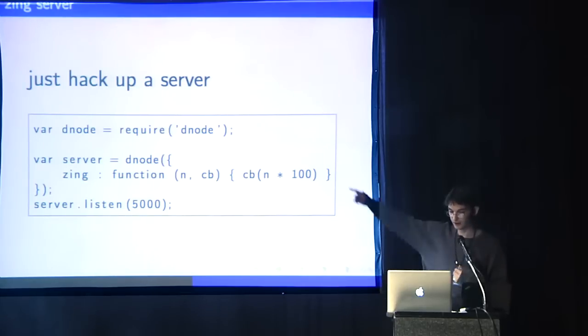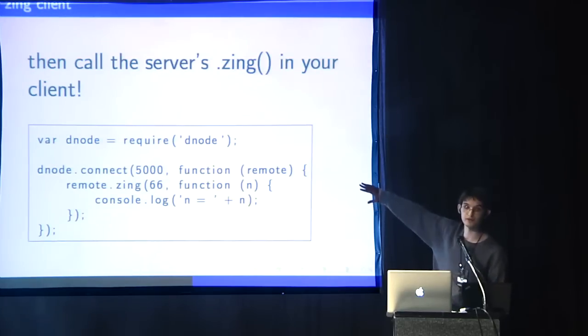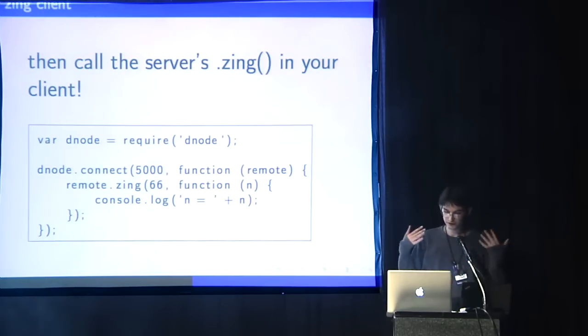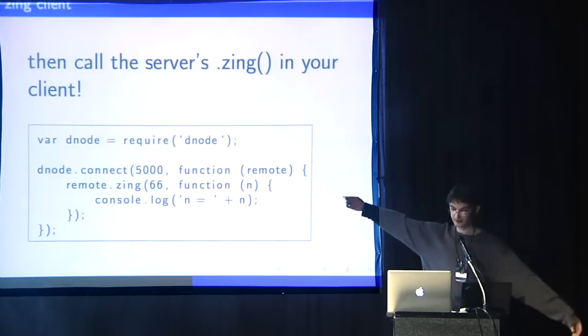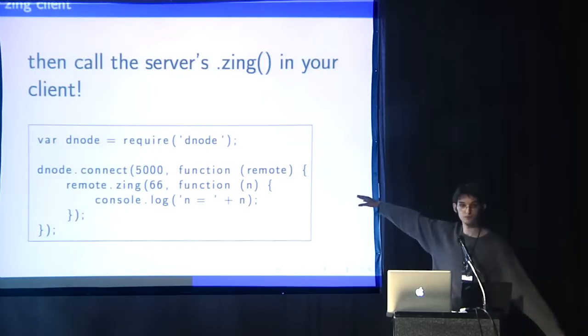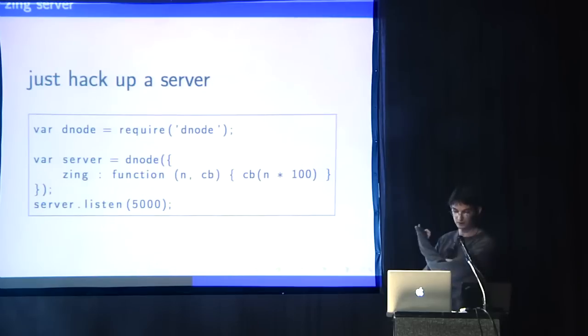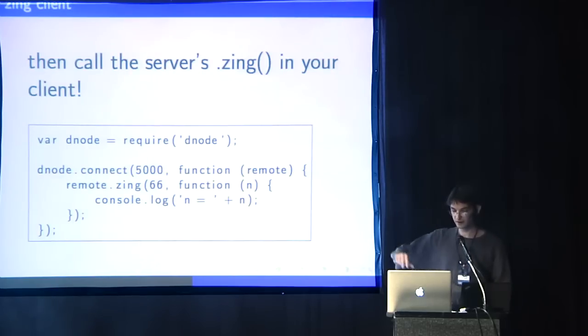So, like here we have just a simple Zing function that has two parameters, n and a callback, and then when we get a request in, we just call that callback with n times 100 and listen on port 5000. And here's a client that makes use of that server, so it just goes dnode.connect port 5000 and it gets this remote object, and you can call the server function, which was Zing, as we just saw, and it gives it some parameters, and you just get the callback.